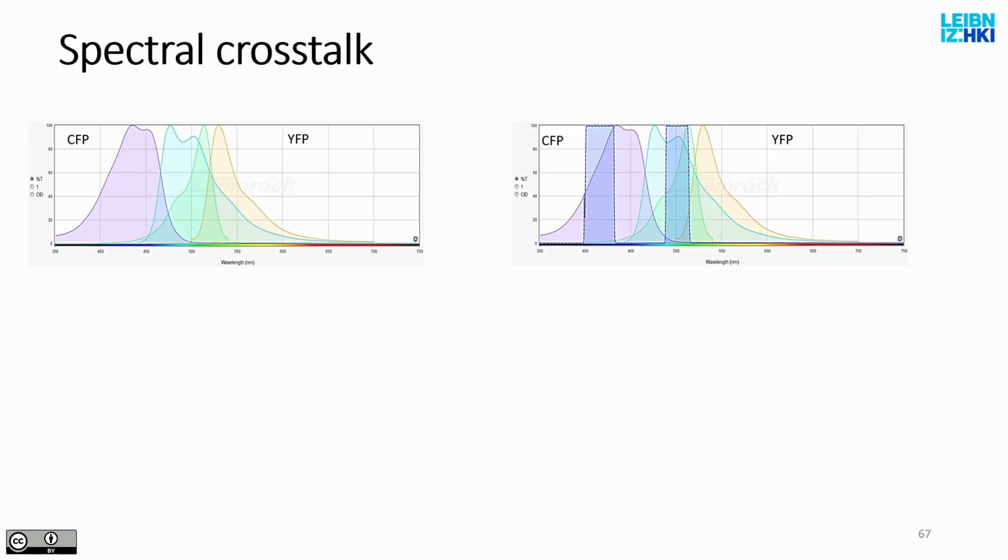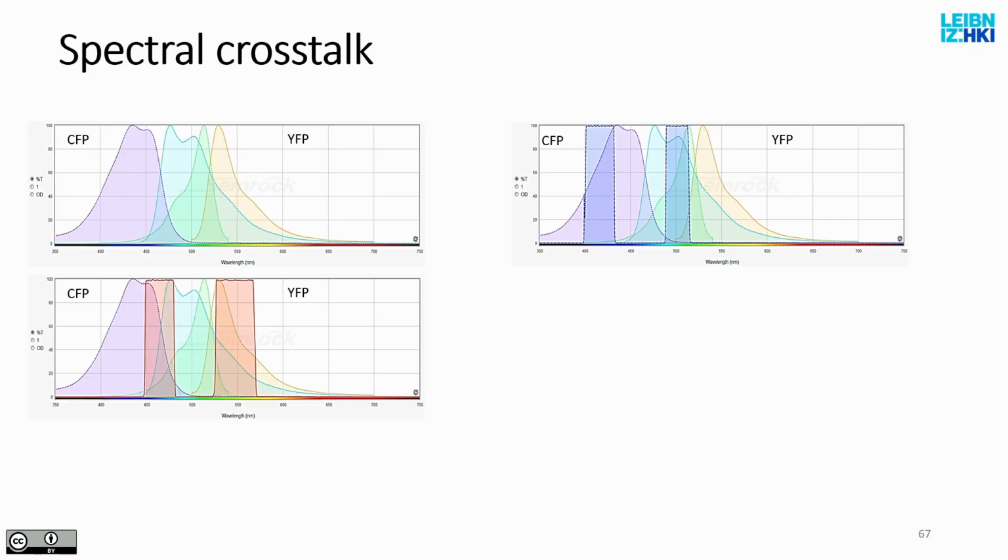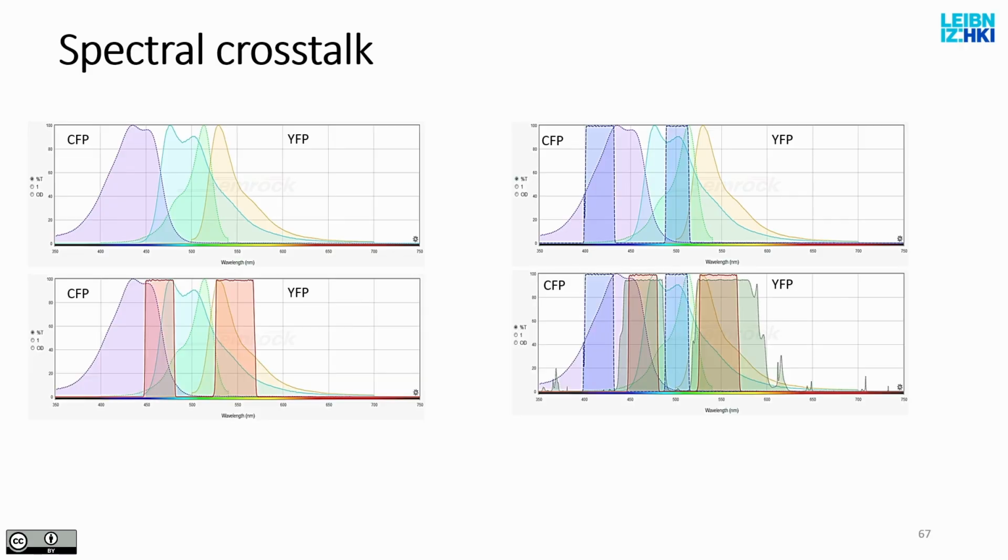And if they are narrower, then you might be able to separate, or at least separate them better. But eventually, you are going to run into trouble. For example, in this case, CFP, cyan, and yellow fluorescence protein, the spectra really overlap a lot.